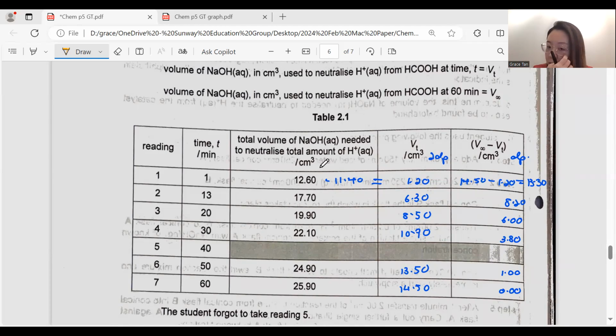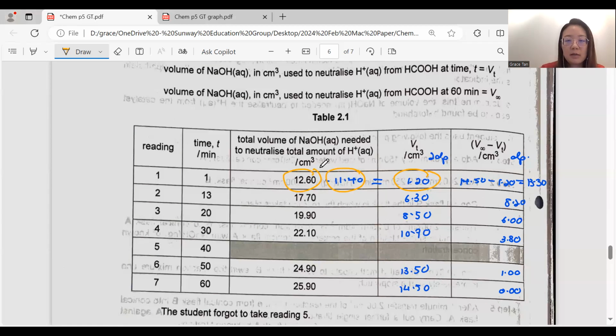Okay, now, so first, how to calculate Vt? All right, now, Vt is the volume of NaOH required to neutralize the H+ from methanoic acid, right? Okay, so I show you the working. The first number here, 1.20, is to take 12.6 minus 11.40. Because 12.6 is the total NaOH that neutralizes methanoic acid and catalyst.